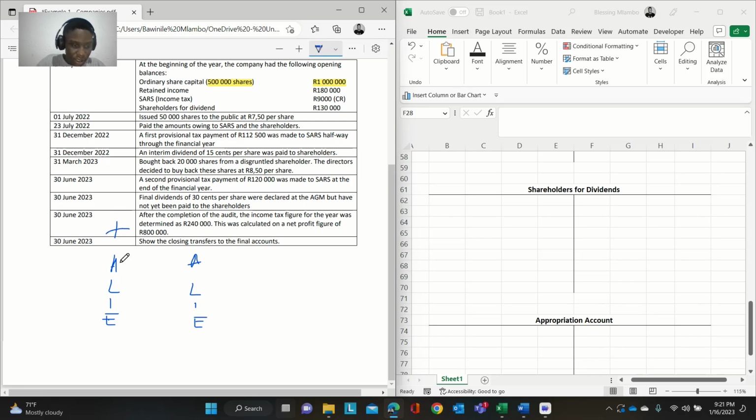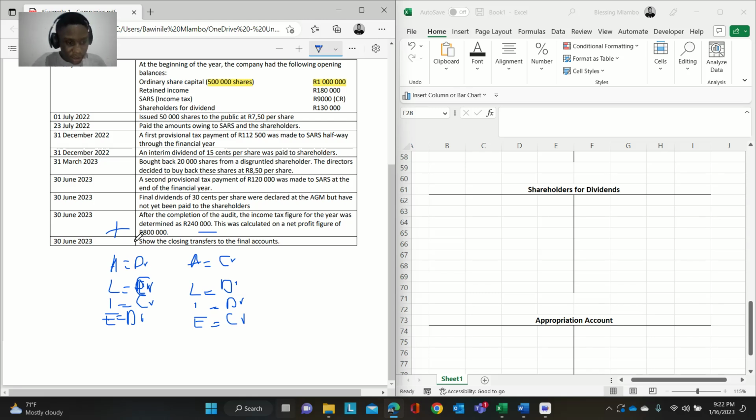So assets increase on the debit side, liability increases on the credit side, income on the credit side. So this is credit and this one is debit. So this one is credit, this one is debit, debit, and then we have credit.